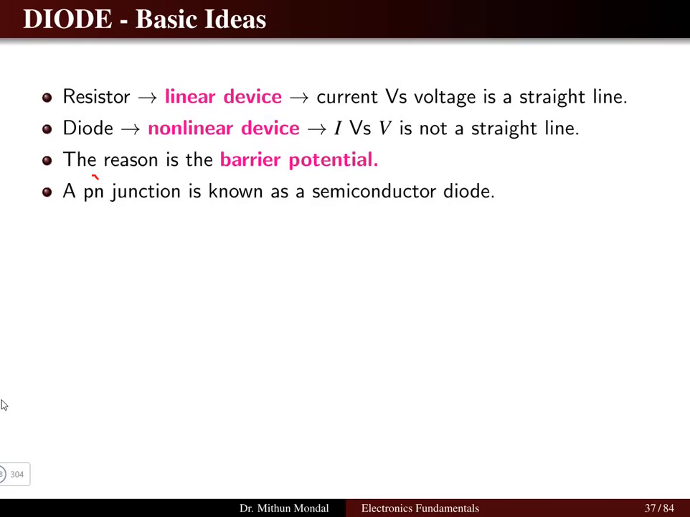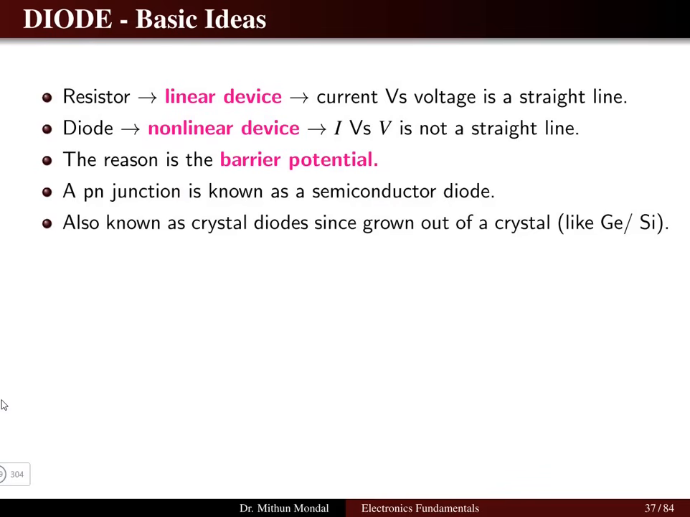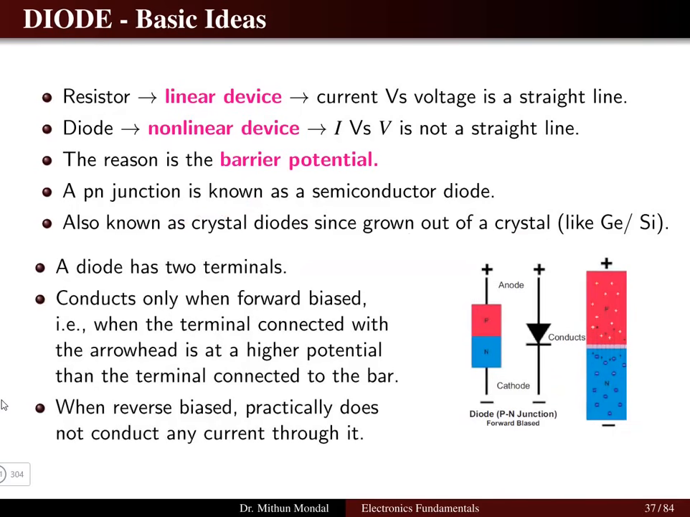A p-n junction is known as the semiconductor diode. The semiconductor diode is formed when p-type semiconductor material and n-type semiconductor material are brought together. It is also known as the crystal diode, since it is grown out of a crystal like germanium or silicon, which we discussed in the semiconductor lecture regarding the formation of crystals. Now the diode is also a two-terminal device similar to the resistor, and it conducts only when it is forward biased.